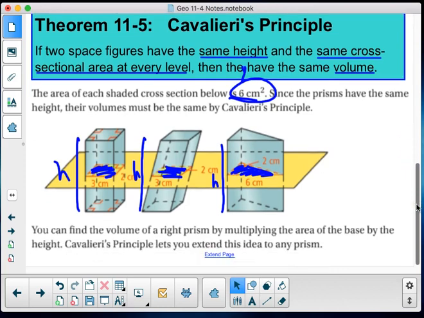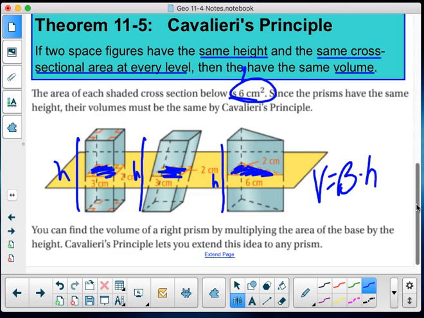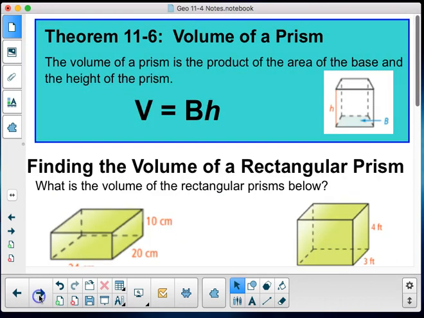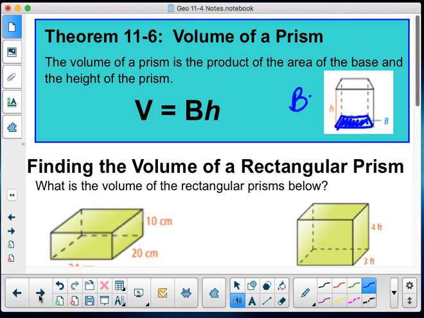You can find the volume of a right prism by multiplying the area of the base by the height. So volume is base area times height. If my base areas in these cases are 6 and I multiply by whatever height they all are at, their volumes should be the same. Now, the volume theorem of a prism: area of base times height. You identify your base, find its area, big B has been found, multiply by height, and then you have the volume.